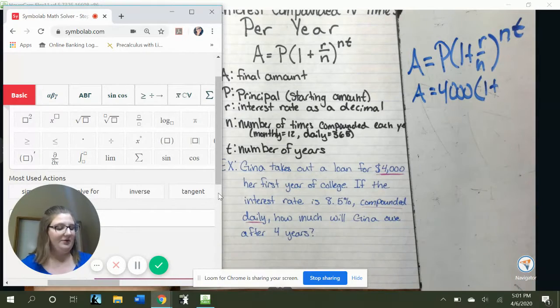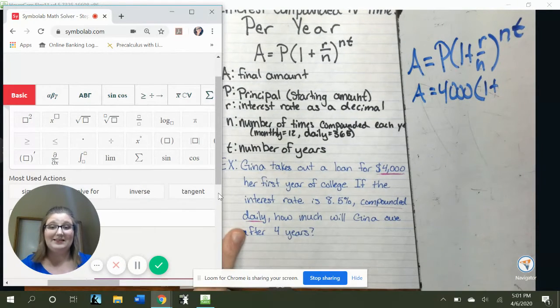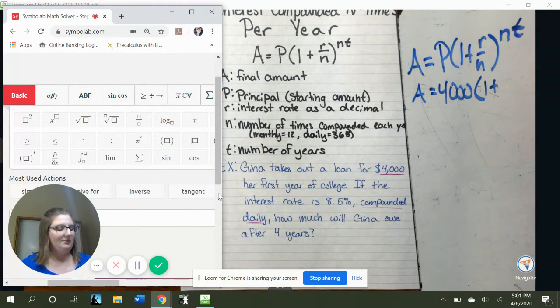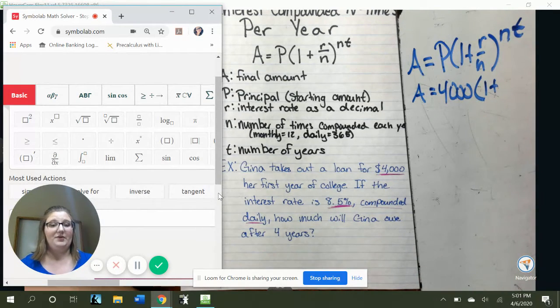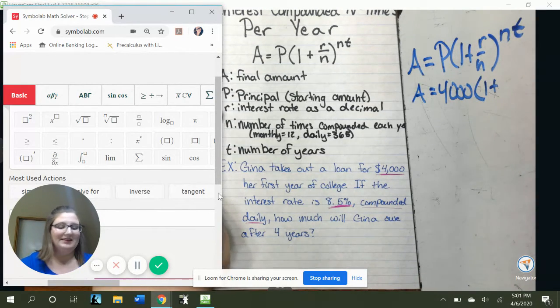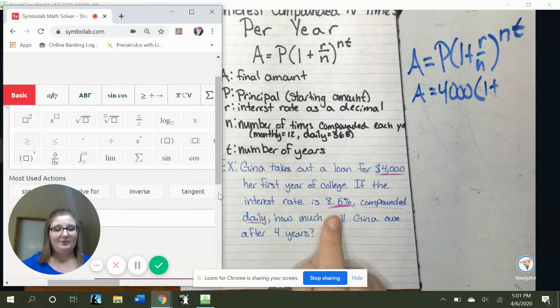So R, if we look at our little cheat sheet up here, R is the interest rate as a decimal. So we need to find our interest rate in this example problem. Looking at the problem, she takes out a loan for $4,000. It says if the interest rate is 8.5%. So we've got this number here, 8.5%. That's going to be our interest rate. But notice it says interest rate as a decimal. So before we plug this number into the formula, we have to change it to a decimal.